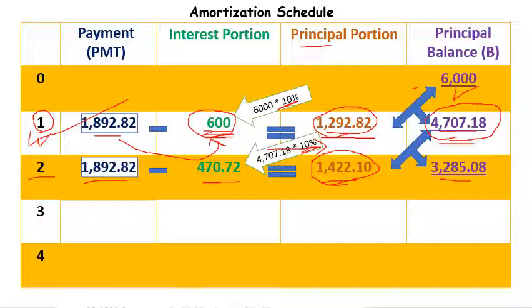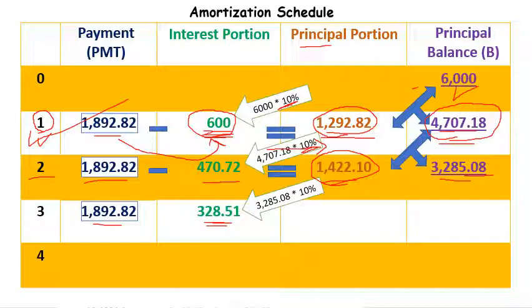At the end of year three, this amount will be charged 10% interest. So the interest accrued at the end of year three will be 328. Why? Because the amount of loan unpaid is 3,285. It will be charged 10%, so the interest will be 328 at the end of year three. But as we said, the borrower will pay 1,892 at the end of year three.